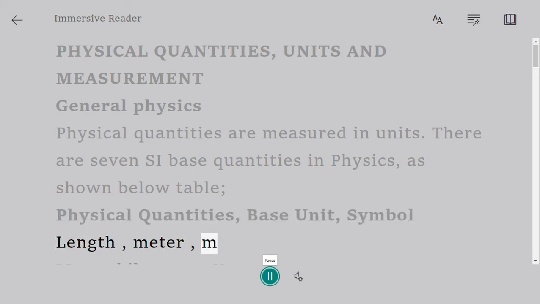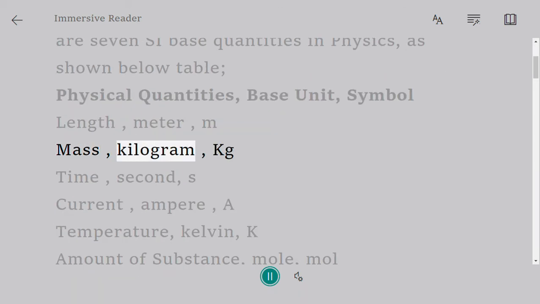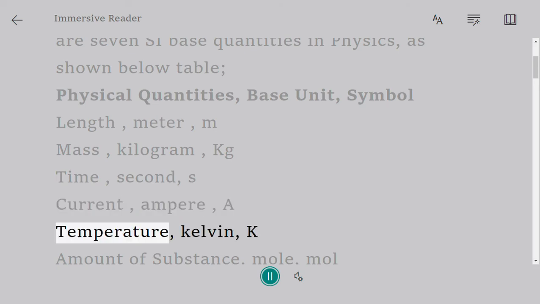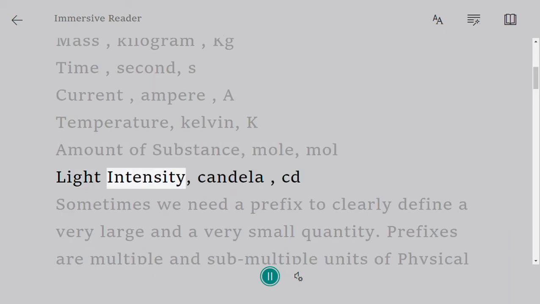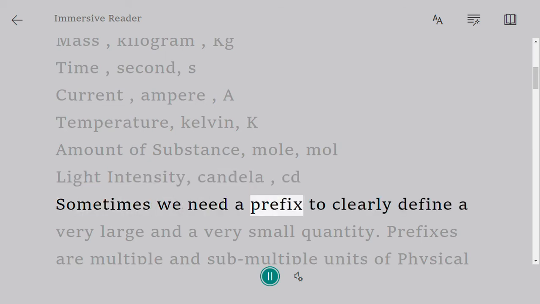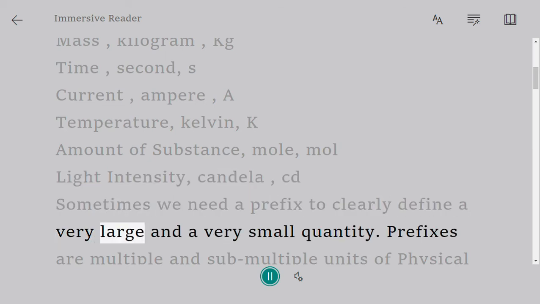Length, meter, m. Mass, kilogram, kg. Time, second, s. Current, ampere, A. Temperature, Kelvin, K. Amount of substance, mole, mol. Light intensity, candela, cd. Sometimes we need a prefix to clearly define a very large or a very small quantity.